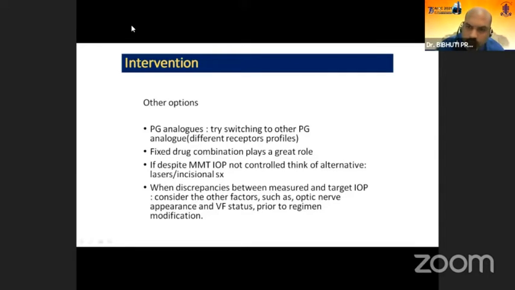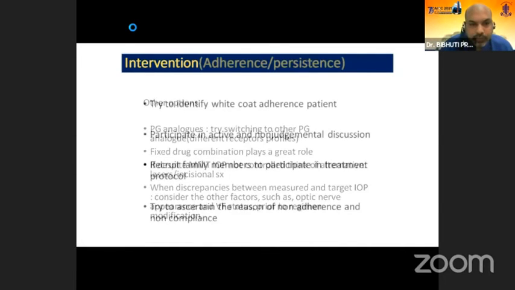The important point is we have to correctly identify the IOP at different times of the day. So diurnal variation, or diurnal control, has to be measured. Then we have to choose the drug to actually blunt the peaks and troughs. That is very important. Then we have to build up our treatment protocol for the patient.